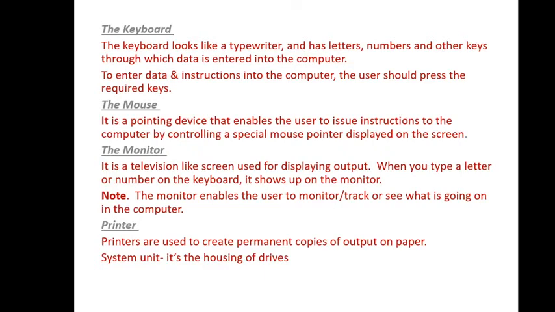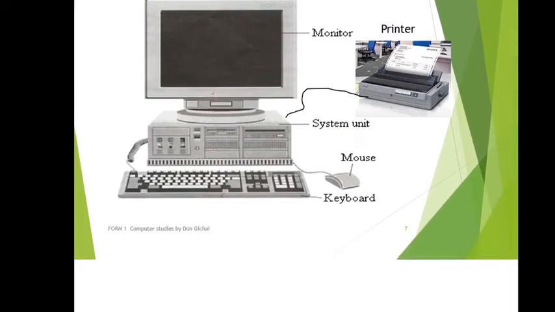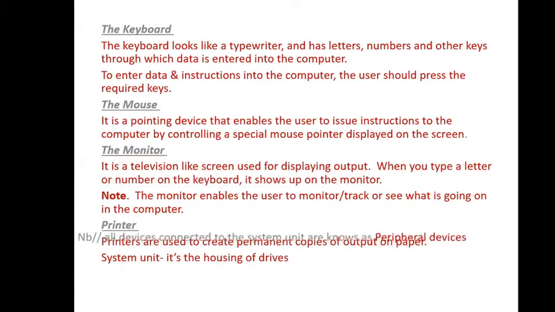Then we have the printer. Printers are used to create permanent copies of output on paper. Therefore, that one is also very crucial. Then we have the system unit. The system unit is that part that looks like this. You can see it here. It looks like a house. It is actually a house. It is a house that houses the drives and other important parts like the brain of the computer.